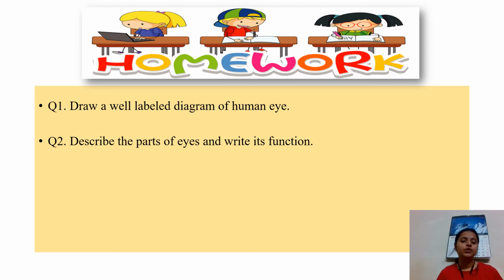Now the second question is, describe the parts of the eye and write their functions. Yes, you have to write the parts of the human eye and also write the function. So you can make a table. You can write on the left hand side the different parts of the eye, and on the right hand side you can write the function of each part.